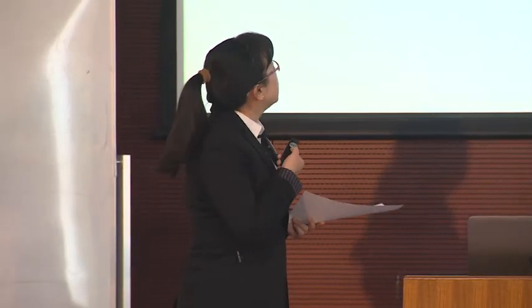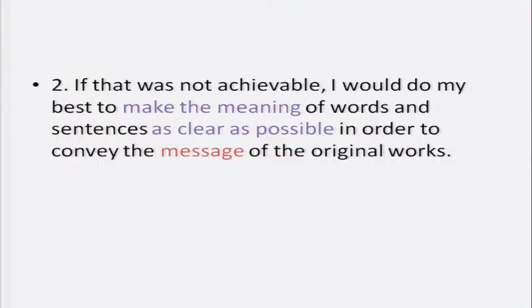If that was not achievable, I would do my best to make the meaning of the words and the sentences as clear as possible in order to convey the message of the original works. So, 必不得已, 必不得已, which means when that was not achievable, when I could not actually follow the sentence structure, then I will try to express the meaning.